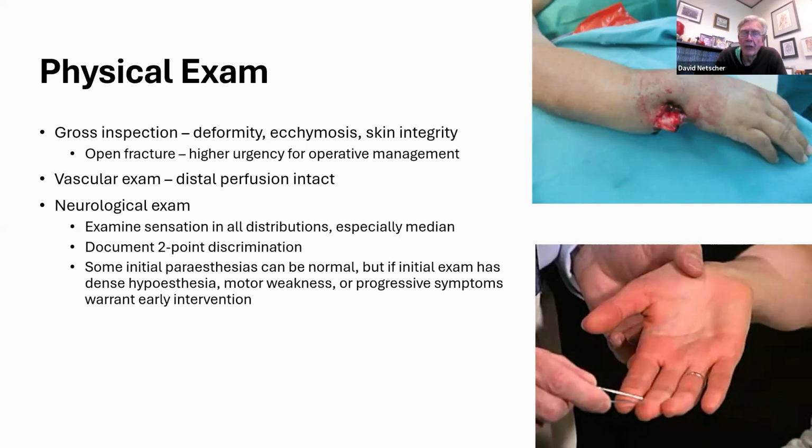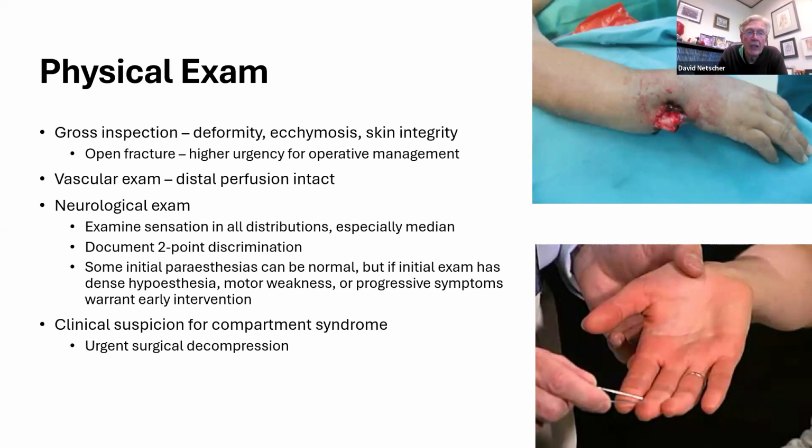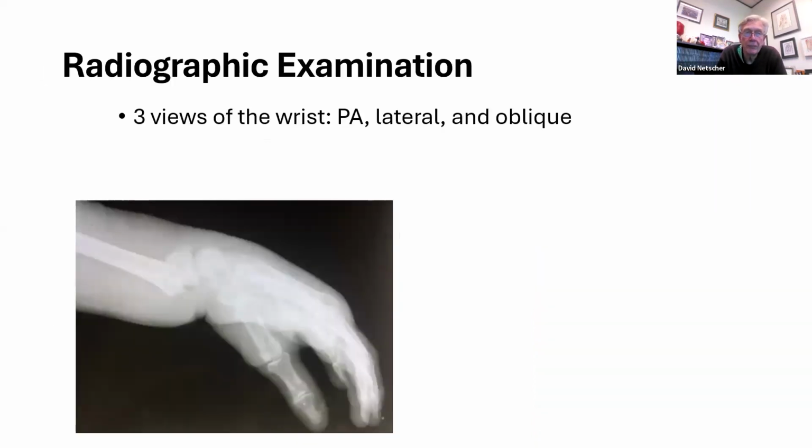But if the initial exam is very profound, with dense hyperesthesias and muscle weakness, particularly with thumb palmar abduction, so that's lifting the thumb away from the palm, or if there are progressive symptoms that are getting worse and worse, then that also warrants early intervention, because we'd want to do a carpal tunnel release in association with potentially the fracture resolution, to avoid permanent nerve injury. And then, of course, if there's a clinical suspicion of compartment syndrome, this may require urgent surgical decompression.